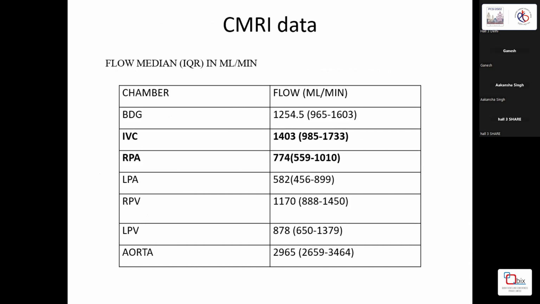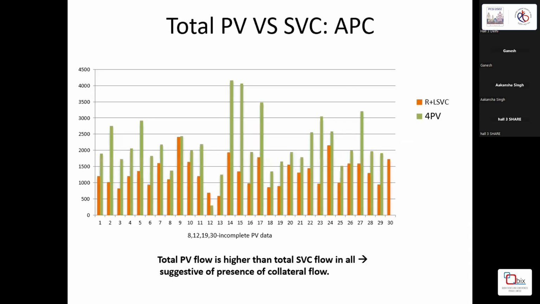In the flow data from cardiac MRI, it was seen that the IVC flow was numerically higher than the BDG flows, and the right-sided lung flows were slightly higher than the left lung flows. Then we plotted the total pulmonary vein flow, indicated in green, against the SVC flow, that is the BDG flow, indicated in orange. And we could see that in most of the patients, the total pulmonary vein flow was much higher than the total SVC flow. This suggests the presence of collateral flow.